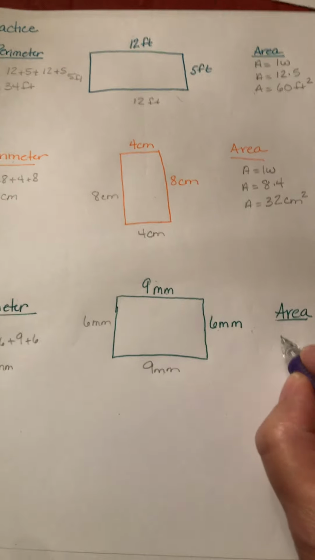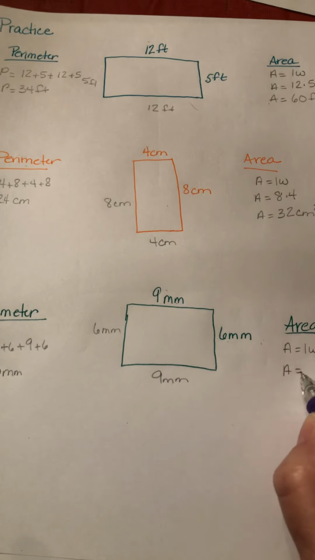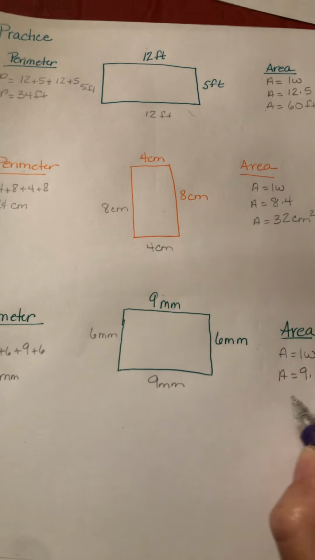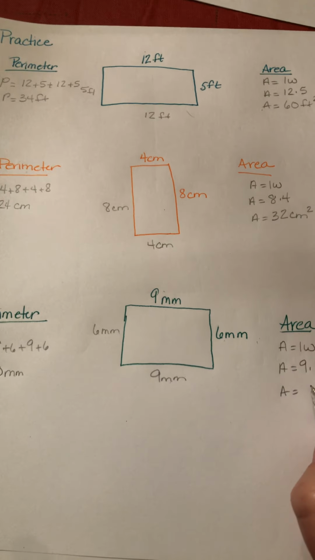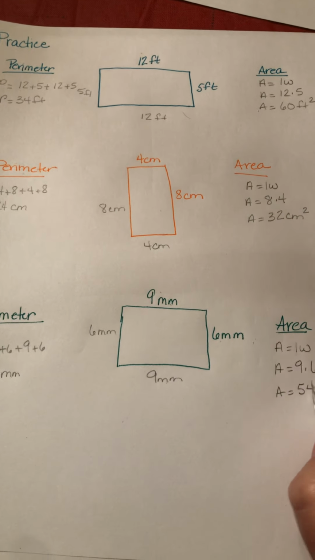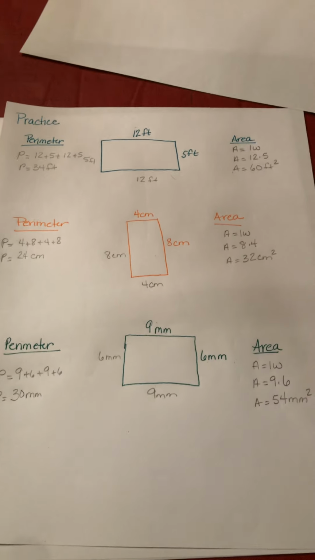Now for area, again, it's length times width. So area is 9 times 6. And 9 times 6 is what? That's right, 54. And that's 54 millimeters squared. Good job.